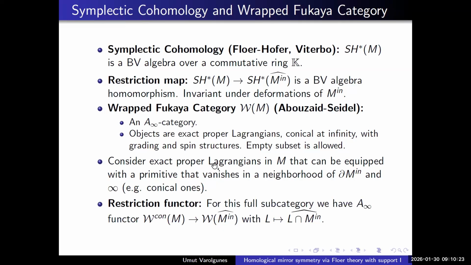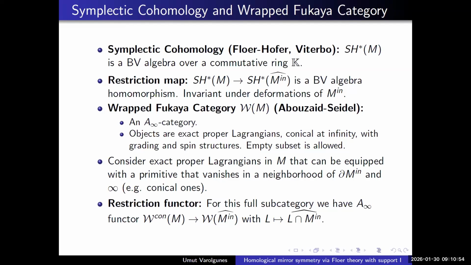So now, which Lagrangians am I allowing? These are the ones that can be equipped with a primitive that vanishes in a neighborhood of the small domain, and also at infinity. It's a non-trivial condition. There are examples, again in Abouzaid-Seidel, in T*S^1, where you don't expect to be able to define Viterbo restriction maps without this assumption. It's not some exotic phenomenon. It happens.